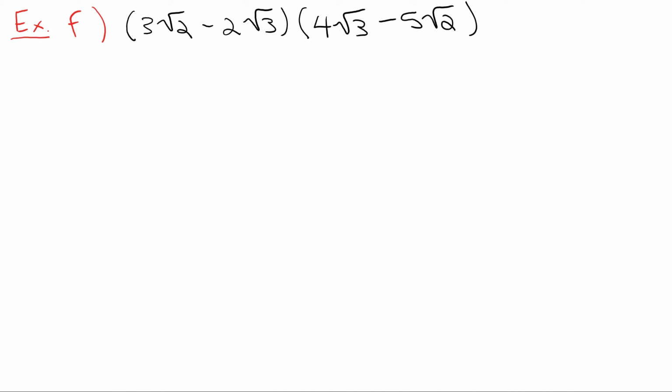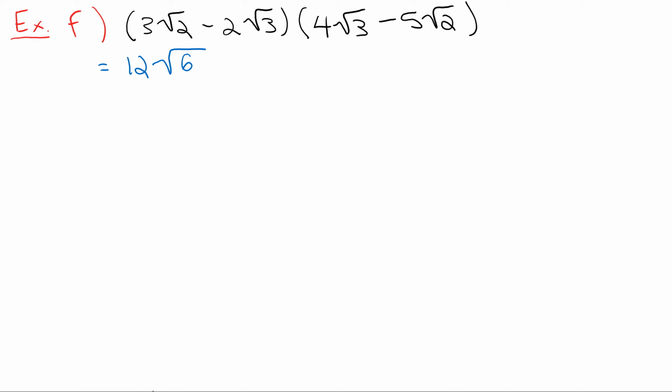So basically, if we multiply the first part, we have 3 root 2 times 4 root 3. We're going to multiply the coefficients first, so 3 times 4 is 12. Then we multiply the values inside the radicand, so we get root 6 because 2 times 3 is 6. So we're going to get 12 root 6 for the first part.